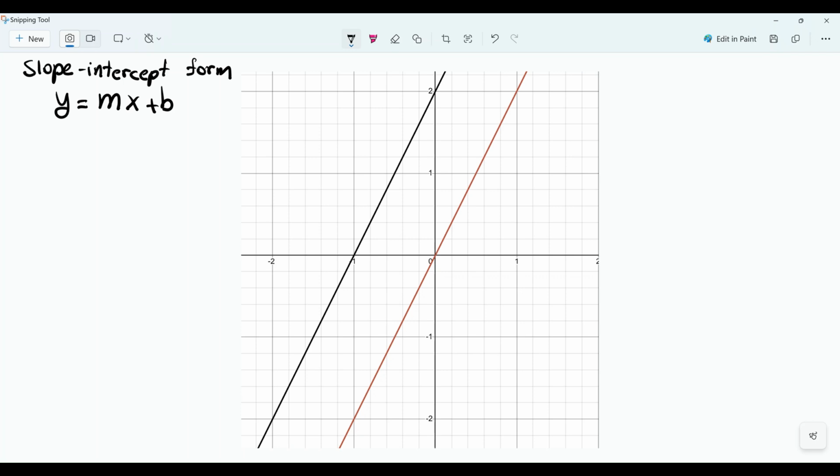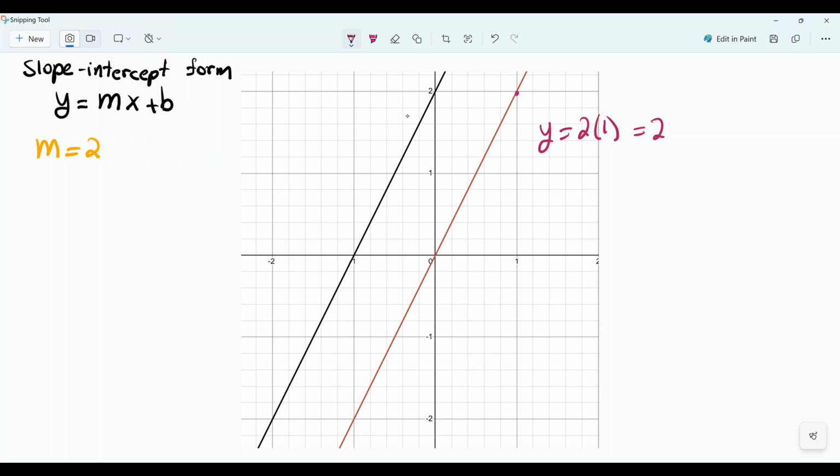If we look at both of those lines, we're going to realize that they have the same slope. They go up 2 and over 1. So we know that the slope is 2 for both of those lines. But they're not the same lines. If my x is 1, what is my y? I'm going to plug it in. y equals 2 times 1. My y will equal 2. So this is actually true.